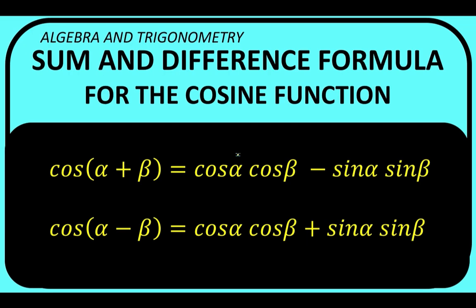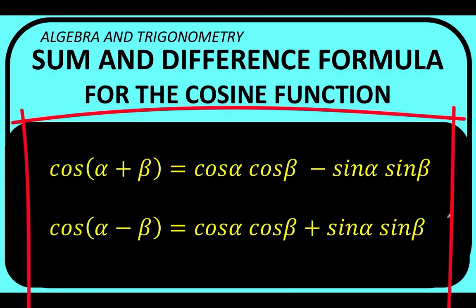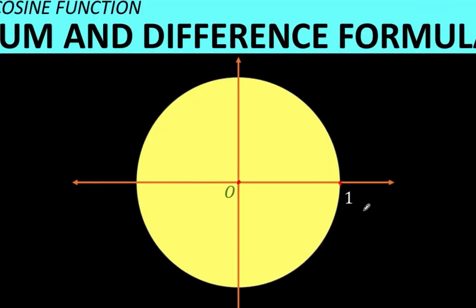Hey everyone, let's derive the sum and difference formula for the cosine function. And these are the two identities that we are going to derive using this unit circle. In the unit circle O, the radius is given to be 1 unit. And so the coordinate of this point, let's call this point B, is (1, 0), where the x coordinate is 1 unit and the y coordinate is 0.